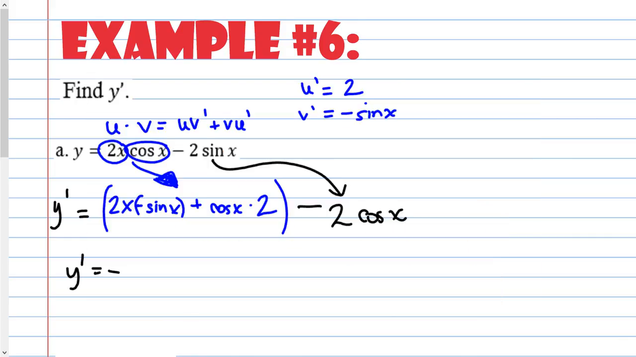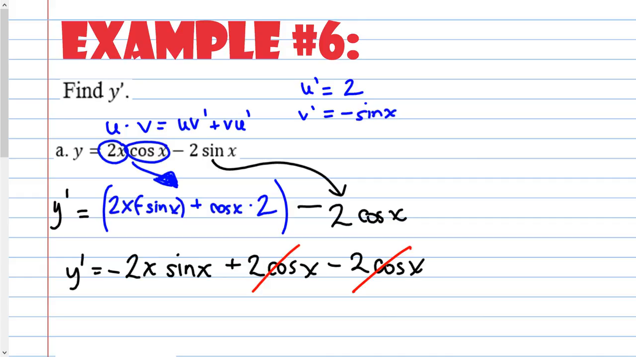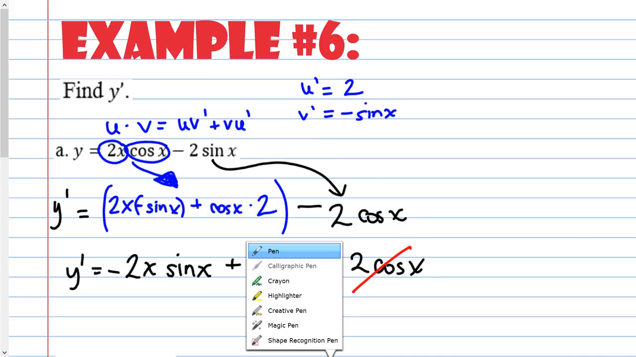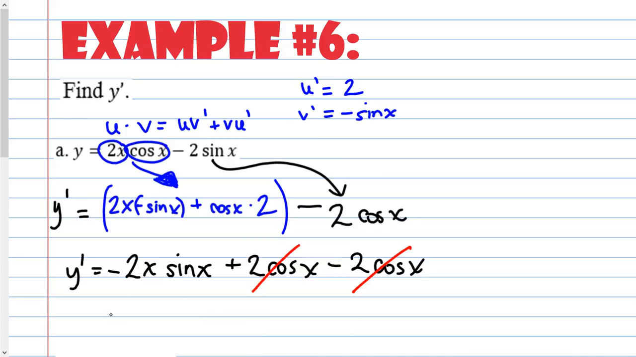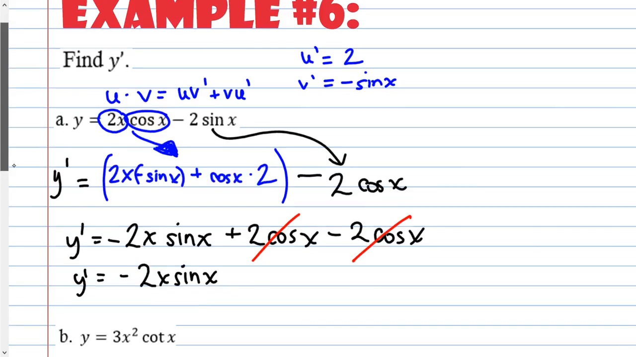Oh boy. Okay, back at it. So negative 2x sine x plus 2 cosine x minus 2 cosine x. Oh, look what happens. I have a positive and a negative. So let's stay with marker black. Now I just have negative 2x sine x, and there's my answer. So we did a product rule, and it involved trigonometry.